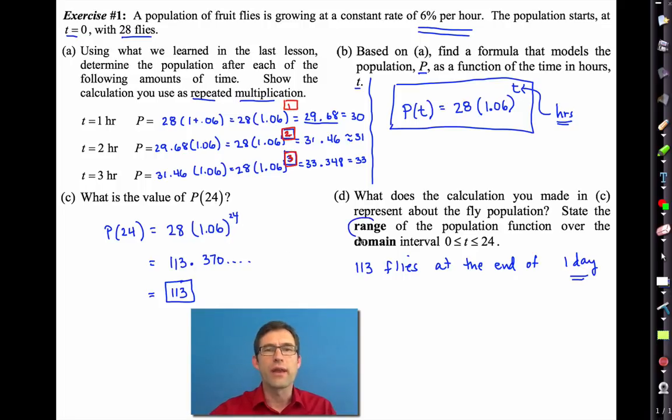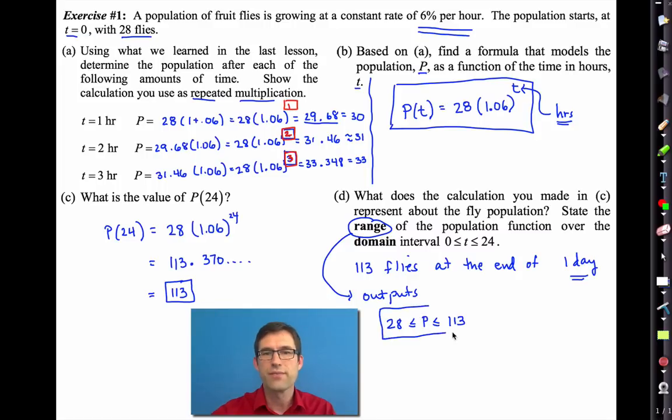Now, what's the range? The range, right, are the outputs. Now, what did we start with? Well, we started with 28, and we ended with 113. So there's our range. Or we could use interval notation, 28 to 113.